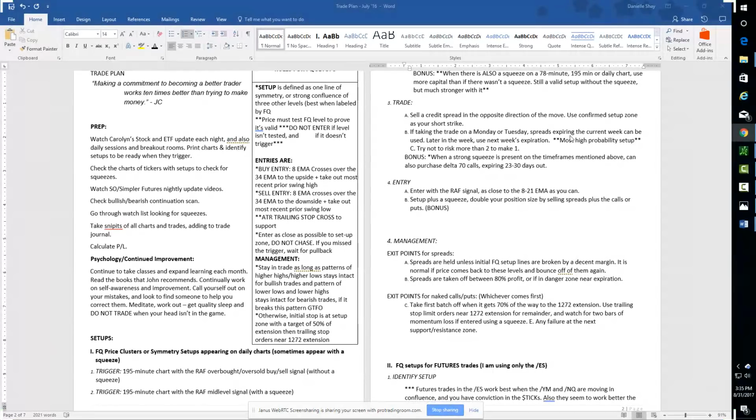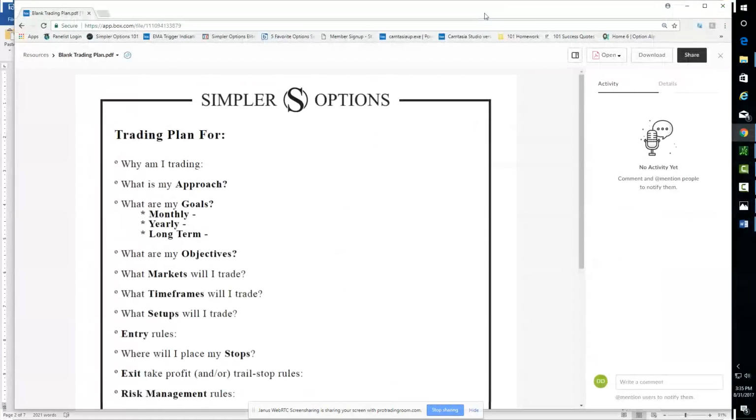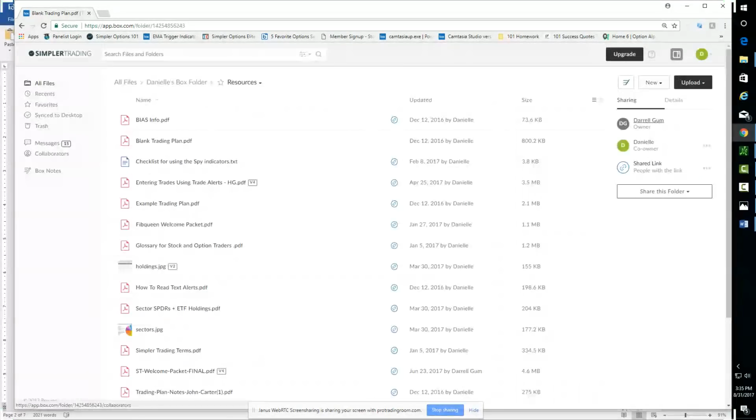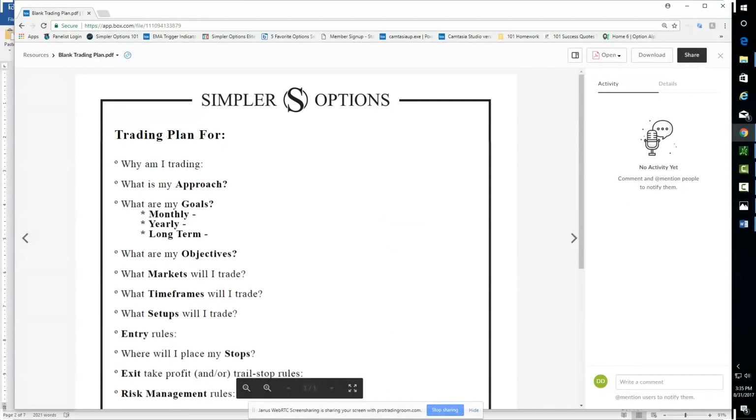I did post 2 resources up there in the top left-hand corner of the chat that you can download, and these are going to be basically what I used for a guideline to create my own plan. So if you start by looking at this first one, it's called the blank trading plan. I can pull it up on my screen here. This is really where it started. This is how I started this entire thing.